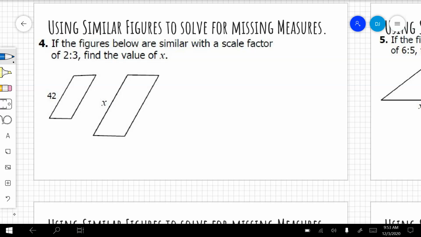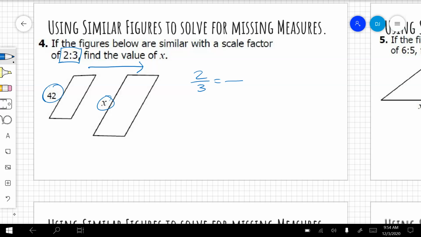Now when we're setting this up, if the figures below are similar with a scale factor of 2/3, so that's our scale factor, we need to find the value of x. So we know our scale factor is 2 to 3. Now with this worksheet, we're working from smaller to larger, or left to right always, okay? And remember, order does matter. So our first ratio is 2/3, okay? And then our second ratio is going to end up being the side lengths. So we end up having 42 and x.